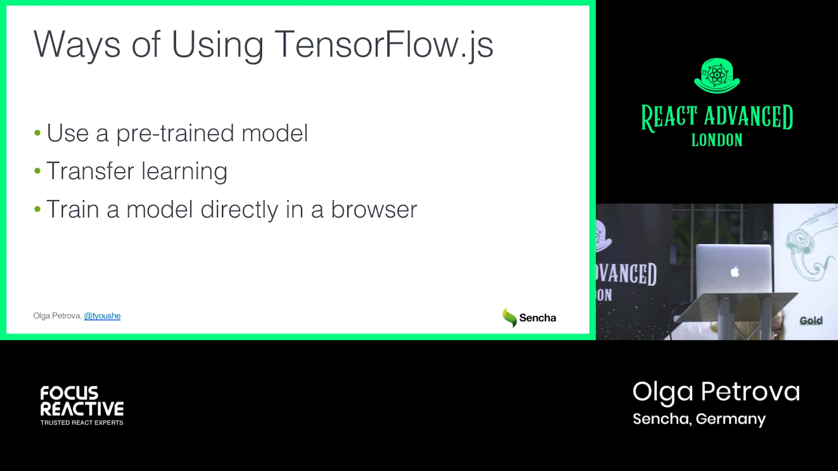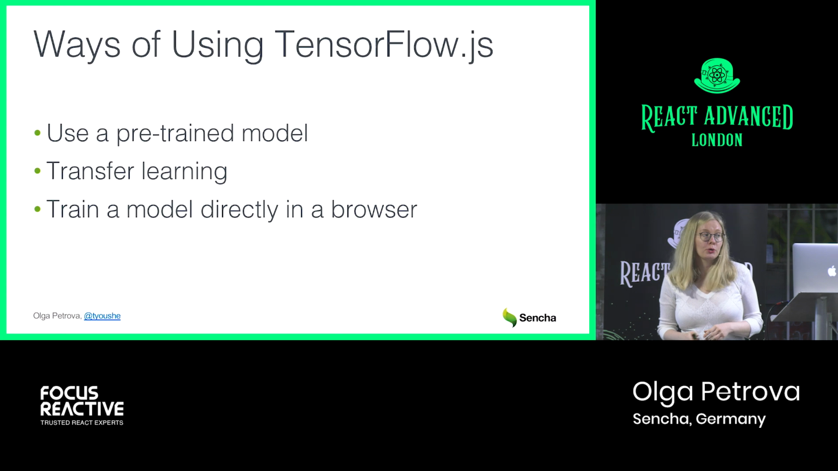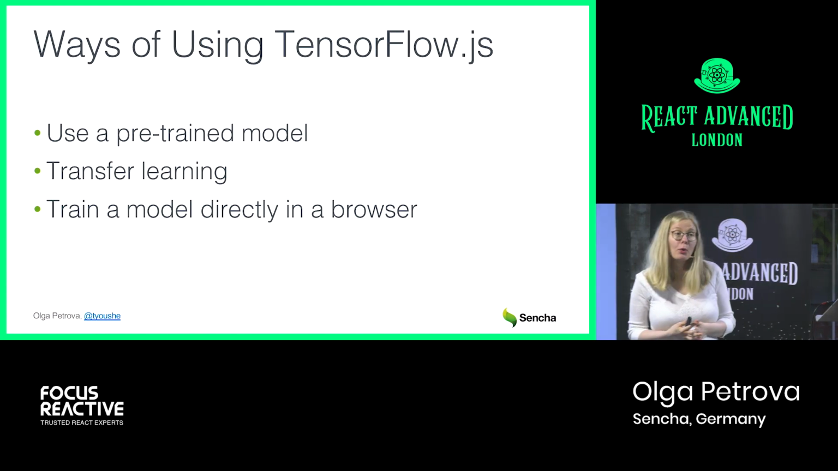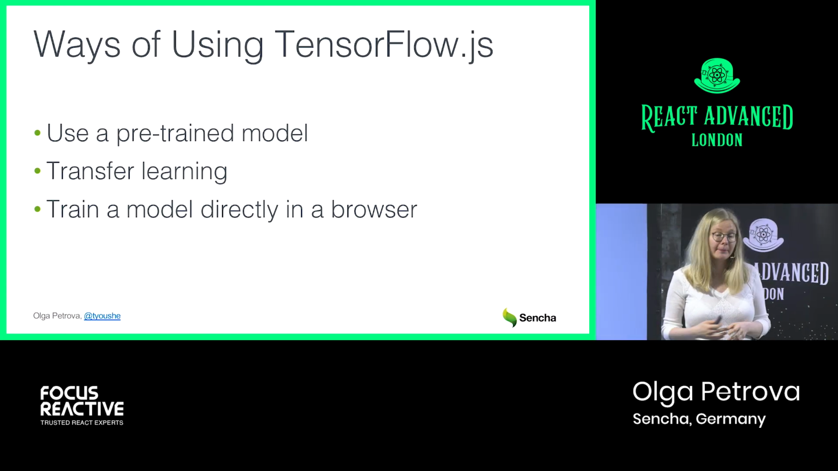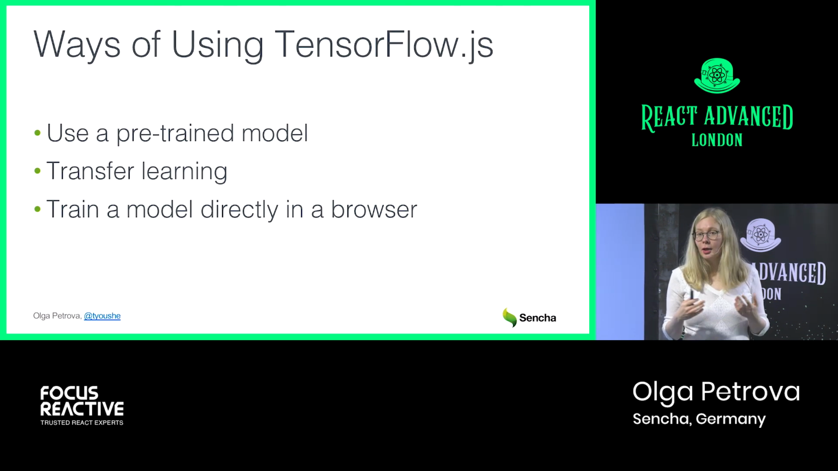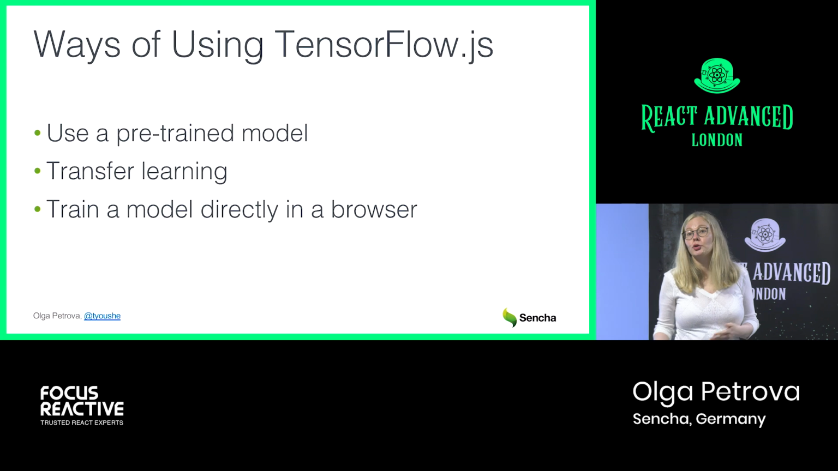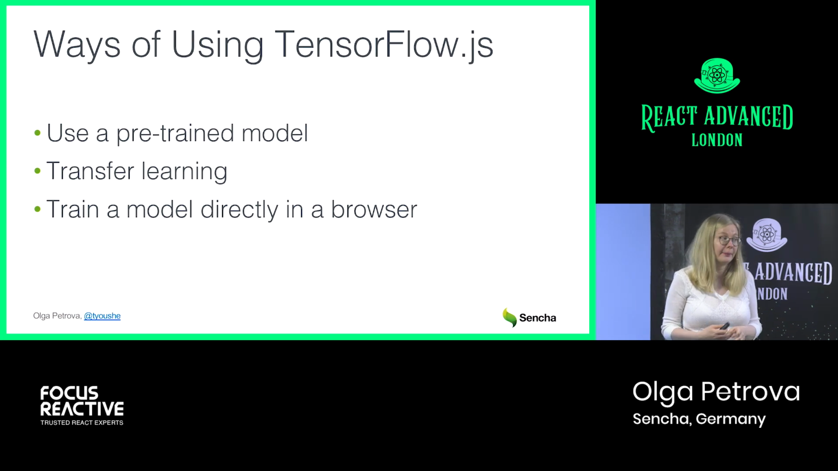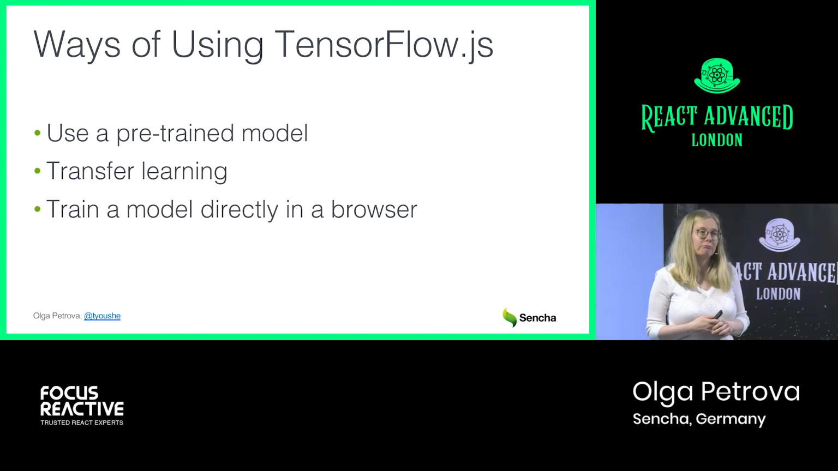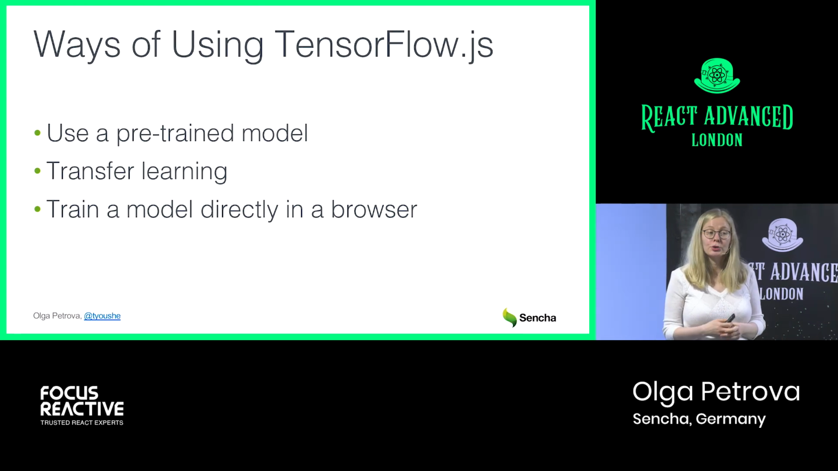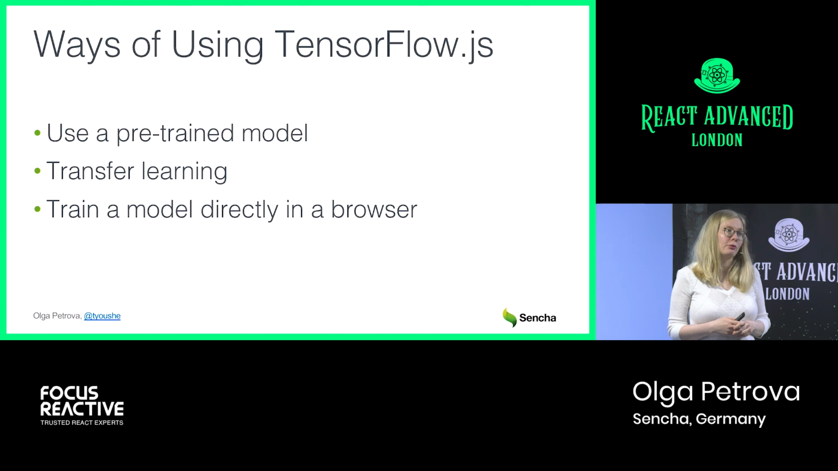Before going into technical details, I need to say that there are 3 major ways to use TensorFlow.js. First of all, you can take a pre-trained model, trained for example with Python, and use it to make predictions directly in a browser. There is a bunch of predefined, ready-to-use models, like for image recognition, for speech recognition, for pose detection. You just take it and use it.